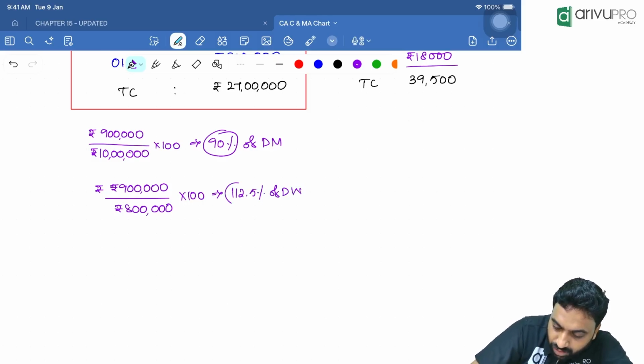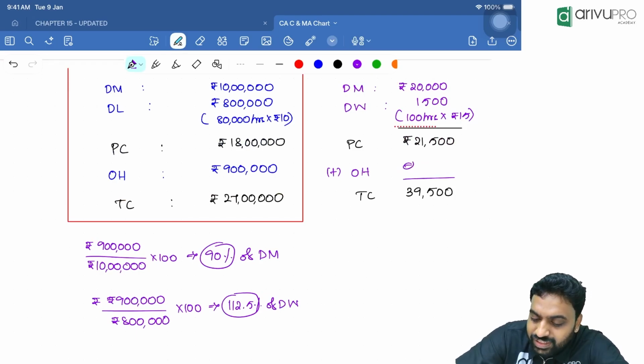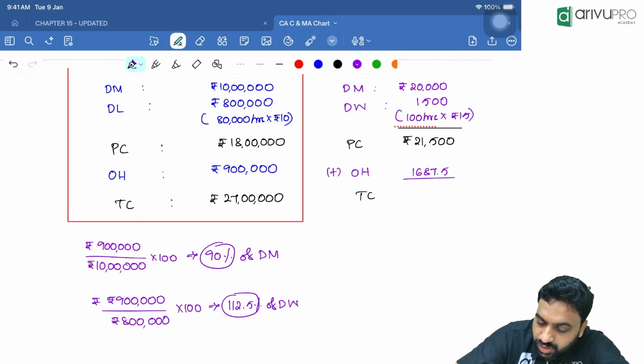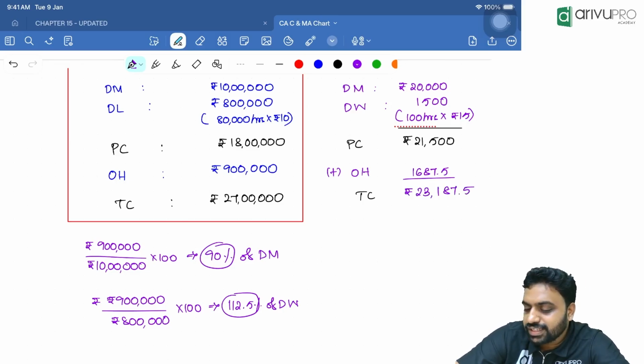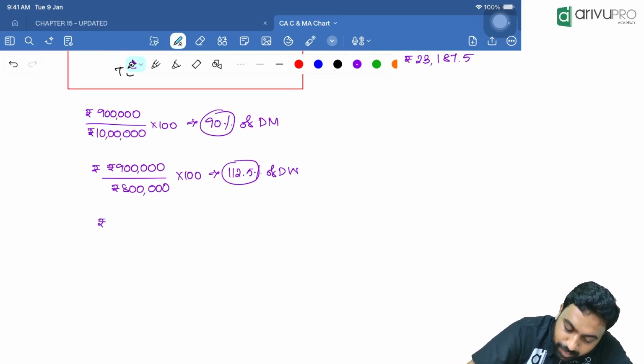112.5 percentage of direct wages. In that case, the overhead we are going to charge is 1500 into 112.5%. Got it? Which would come to 23,187. Got it?